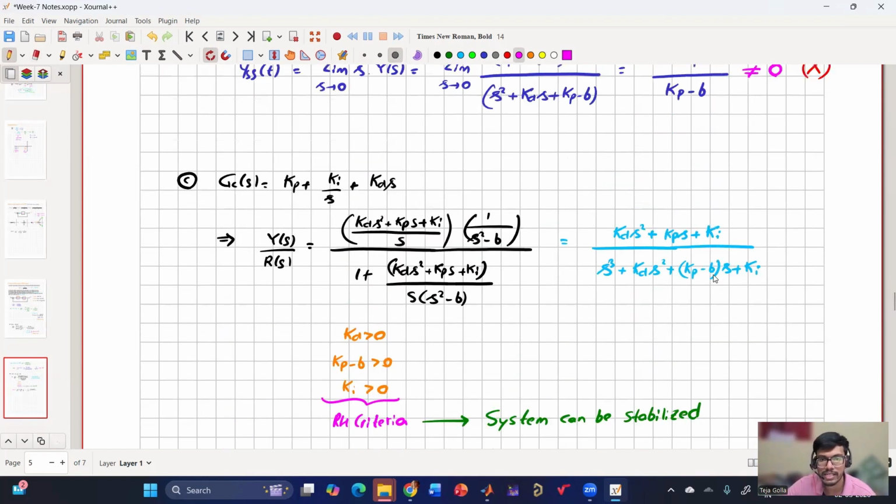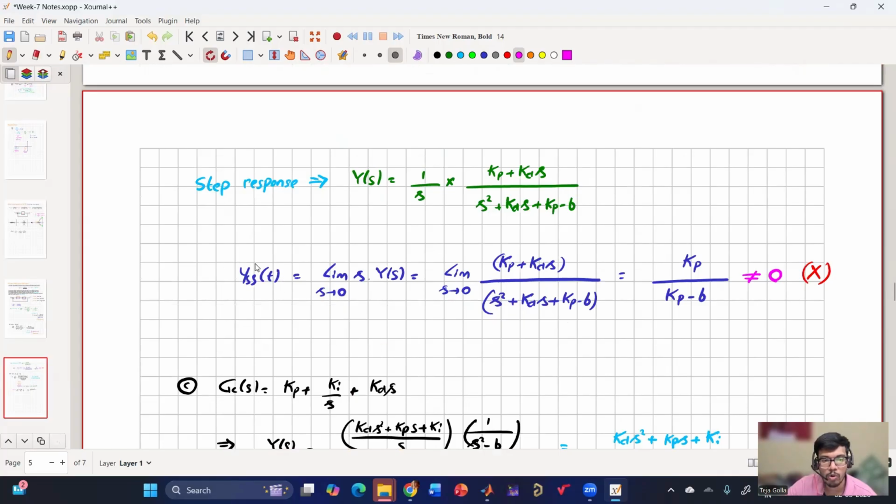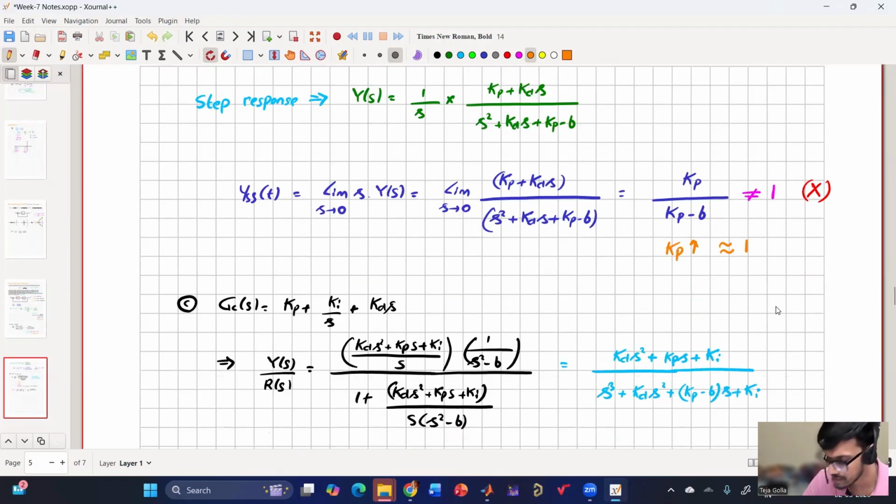In the previous case, my output should actually be 1, right? If I am giving a step response, output should be close to 1. So this is 0, but I need 1. This cannot become 1. So actually my steady state output should reach 1, then the error is 0. But if I consider a very high Kp, then it can be close to 1, but never equal to 1. So zero steady state error is not possible. So steady state error can't be 0.